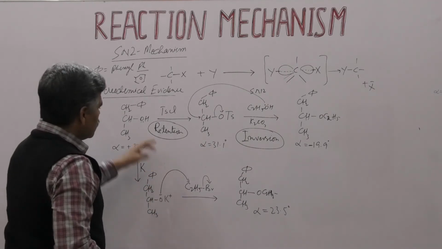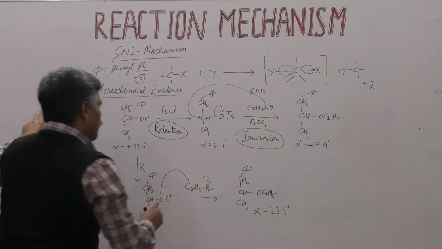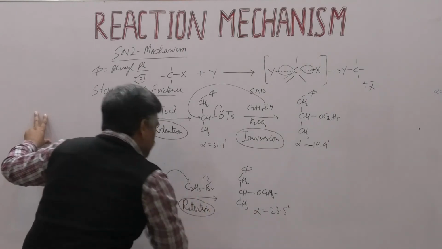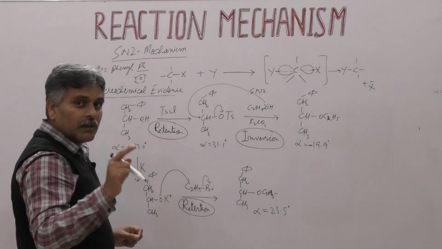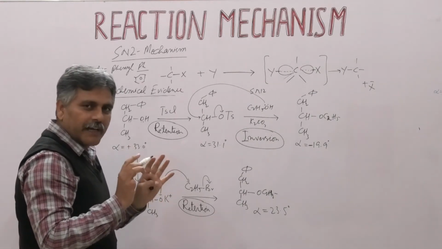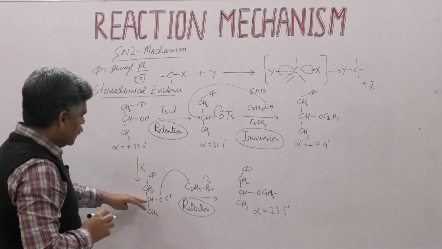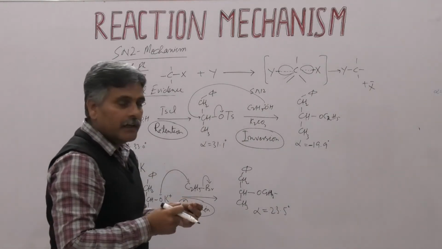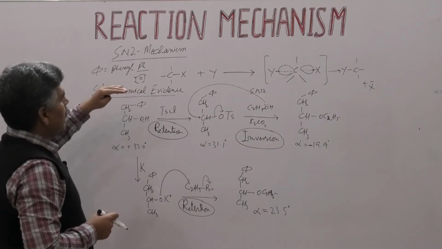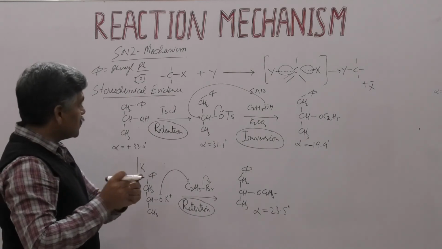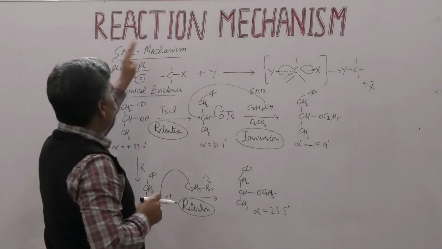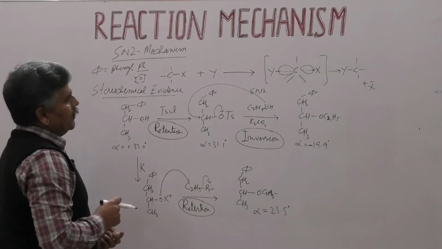Here we have this sequence. Again we have retention, because the attacking nucleophile does not attack at the chiral carbon. So that's why the optical rotation of this carbon is retained. So this is the stereochemical evidence for this Sn2 mechanism, and this is the most convincing evidence for this Sn2 mechanism, in which we propose that the incoming nucleophile attacks from the opposite side of the leaving group.